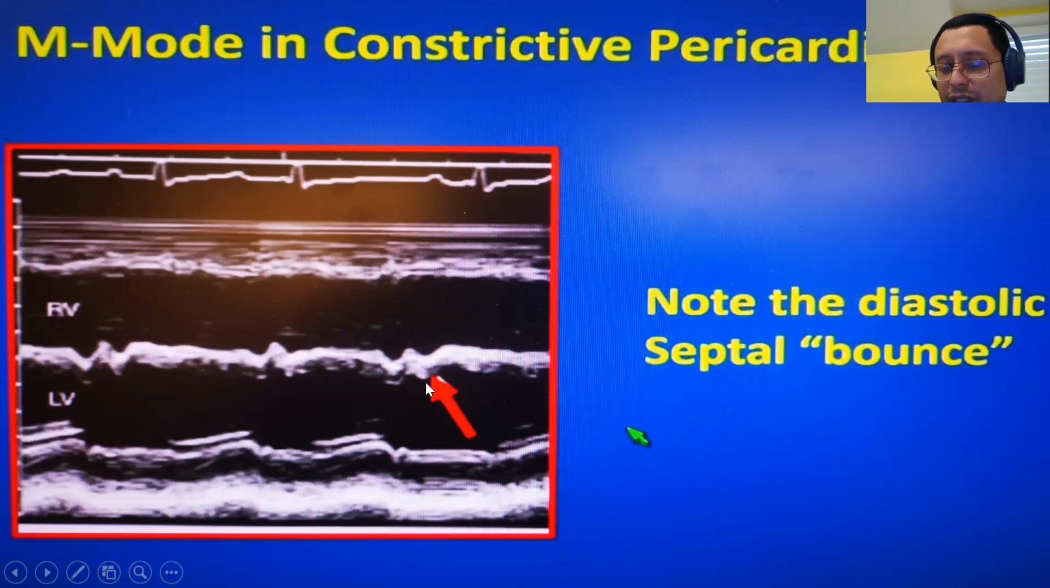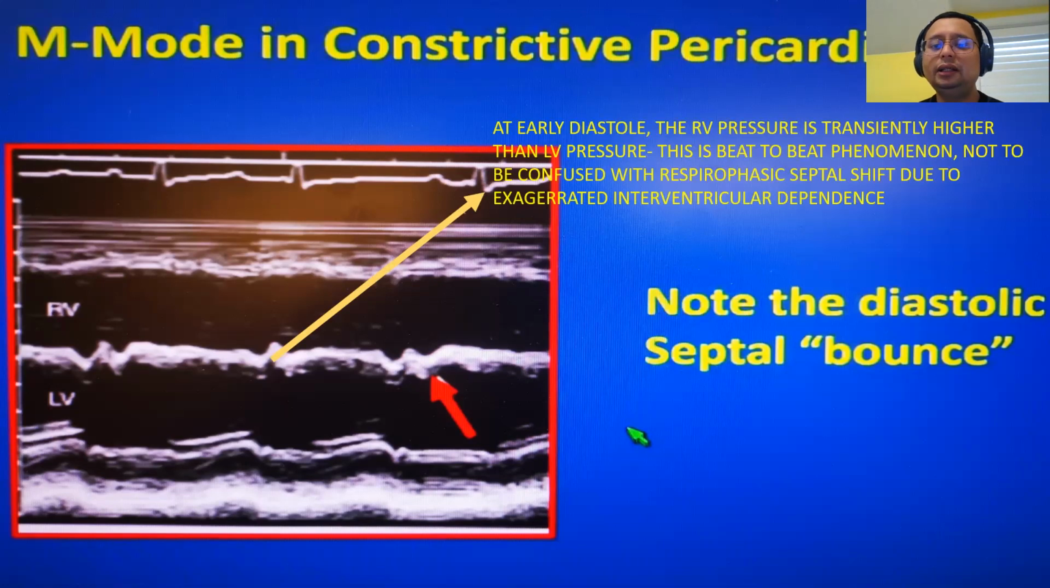And you got this notch here. So you got your shudder like this, at every beat, shudder. Right, so this is 1, 2, 3. So this is septal bounce. Don't confuse that with septal shift.